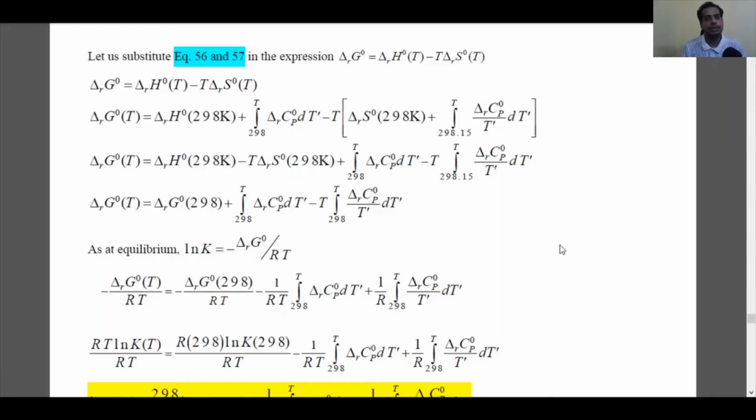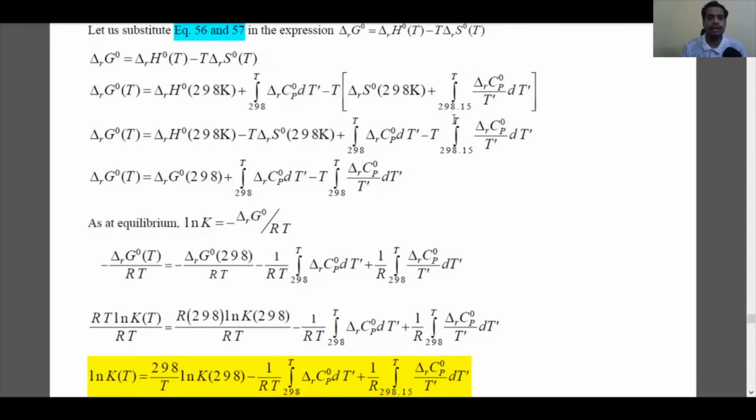So if I substitute both the temperature-dependent expressions in delta G0 is equal to delta H0 minus T delta S0, what will I get? I'll substitute equation 56 in place of delta R H0 and equation 57 in place of delta R S0. If I substitute delta R H0, I get delta R H0 at 298 Kelvin plus the integration of delta Cp dT. These first two terms are for delta R H0, then the third and fourth terms are for delta R S0.